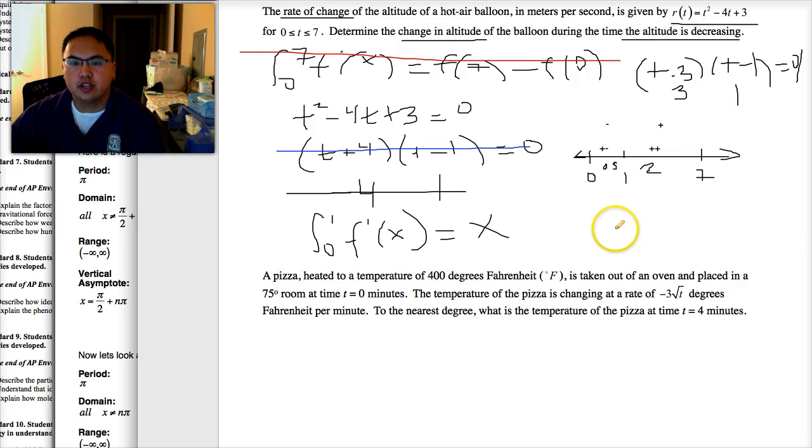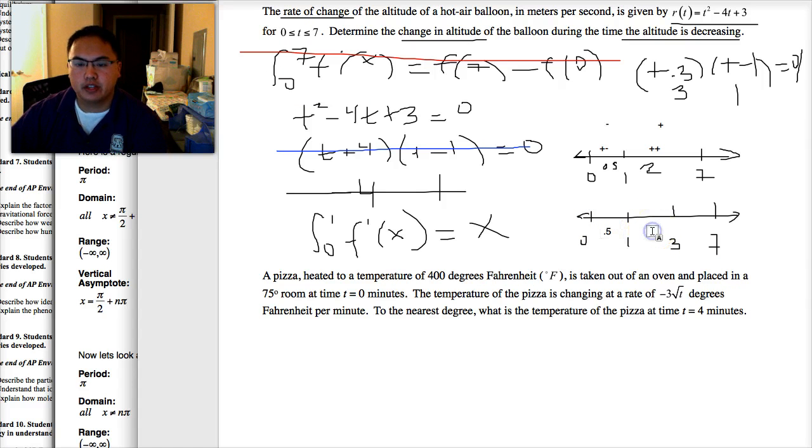Okay. So now I will take my number line. Remember, this problem says from 0 to 7, and I have two critical numbers. So 0, 1, 3, and 7 is what I'm going to put on my number line. And I'll test some numbers. So I'll test 0.5 here. Between 1 and 3, I'll test 2. And between 3 and 7, I'll test 4.